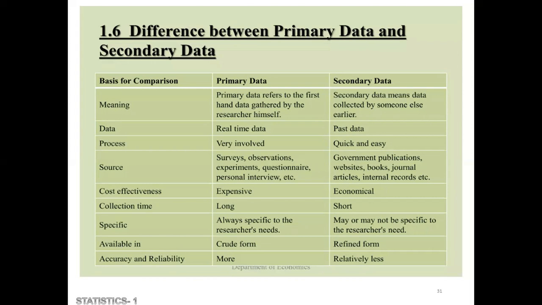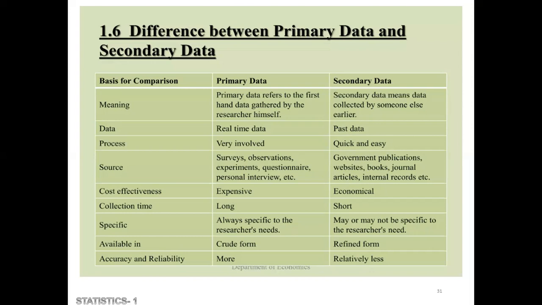Whereas in case of secondary data, the sources can be government publications or gazettes, websites, books, journals, articles, internal records, like that. Coming to the cost, primary data is very expensive, whereas secondary data is economical. On collection time, primary data takes a lot of time, whereas secondary data takes a very short period of time. Primary data is always used for specific researcher needs. For a specific need, I am using primary data.